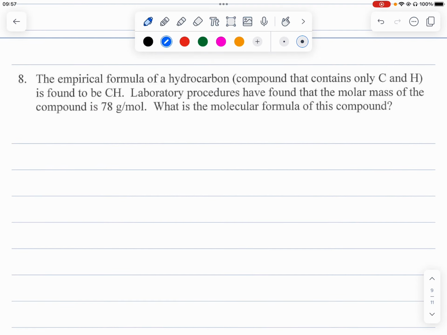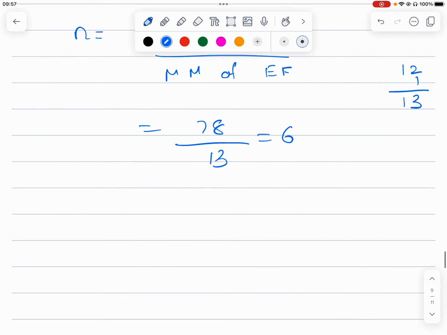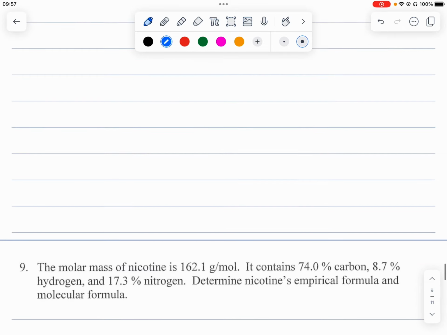Question number 8. The empirical formula of a hydrocarbon compound that contains only carbon and hydrogen is found to be CH. Laboratory procedures have found that the molar mass is 78. What is the molecular formula? So again find n, which is the molar mass of the molecular formula divided by the molar mass of the empirical formula, which is 78, and carbon is 12 and hydrogen is 1, so 13. 78 divided by 13 is 6. So multiplying by 6, it becomes C6H6.